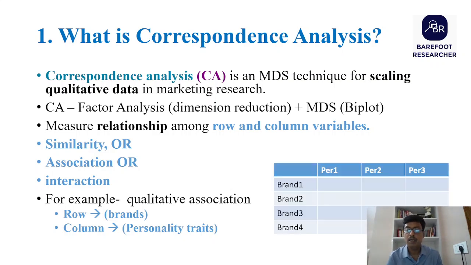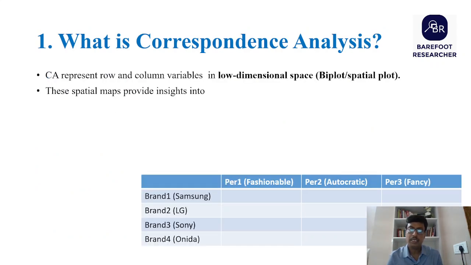So this is a table that looks like this. If we consider the personalities, this is personality 1, 2, 3. Those are put across the columns, and the brands are across the rows. So I compared 4 brands across 3 personalities. Let us take that row and column; we call it the biplot. Normally in MDS we call it the spatial plot, but here we call it the biplot.